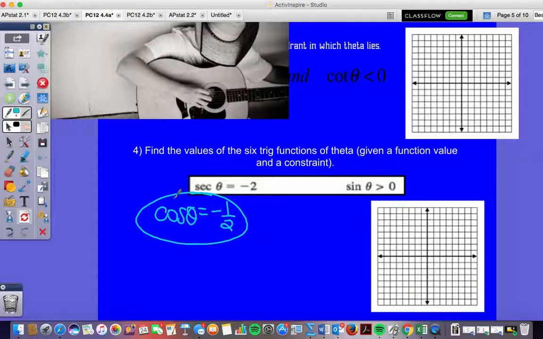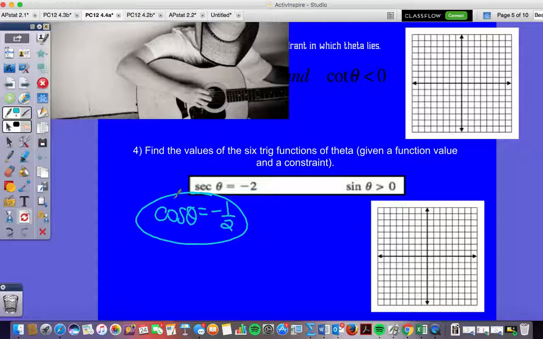Which means it's the x value. Now, what they did is they went straight to our unit circle. You actually could do it either way, and they would both be right. Does anyone know of another way? Both are the same.